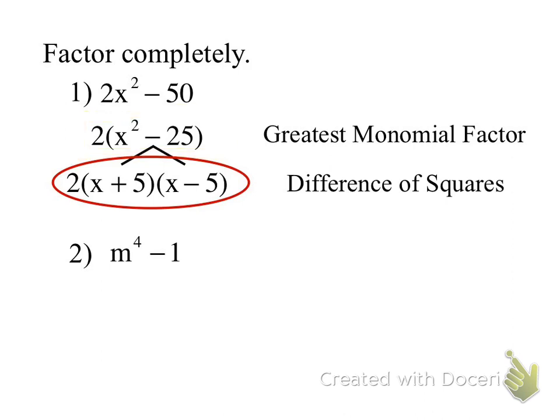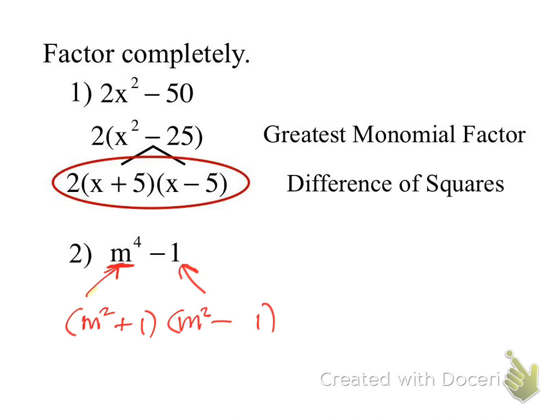Okay, next one, m to the 4th minus 1. You want to try this one on your own? Try it. Pause the recording. Olivier, remember I told you when you have a perfect square minus a perfect square, you are to make, right? Yeah. What's the root of m to the 4th? What times itself equals m to the 4th? m squared. Yep. What's the root of 1? 1 and negative 1. So I'm going to do plus and minus.